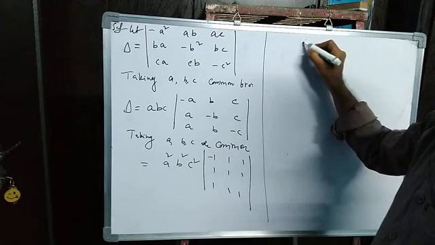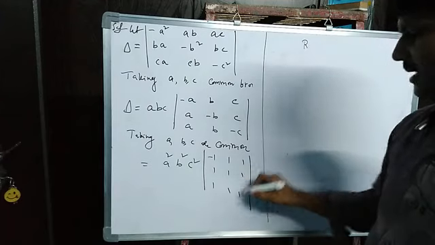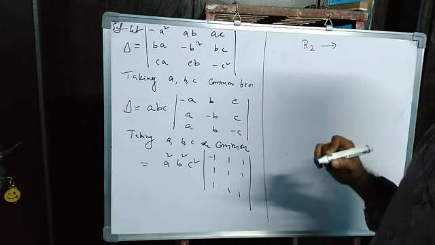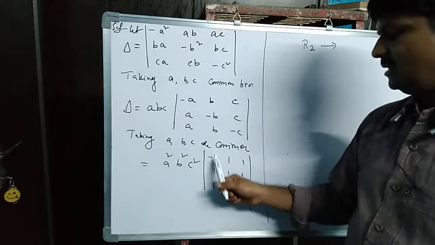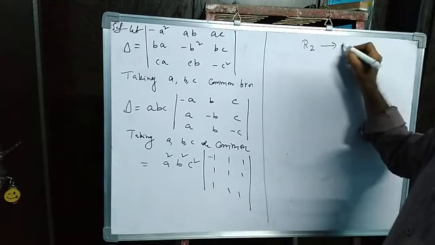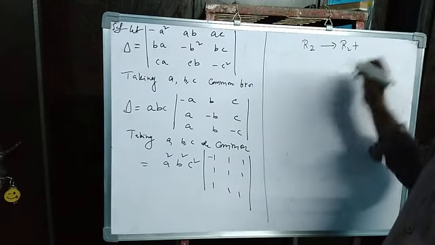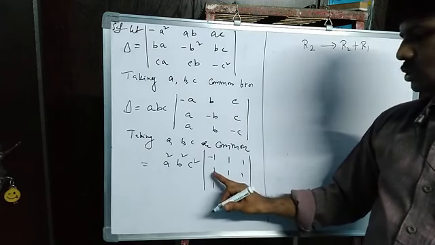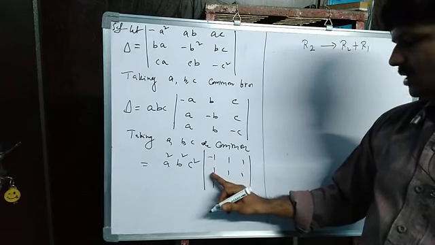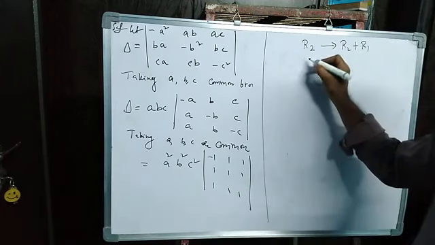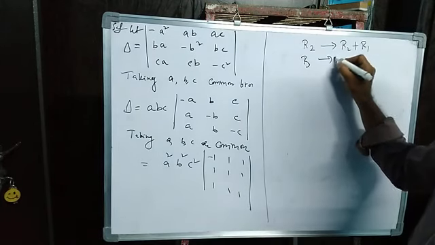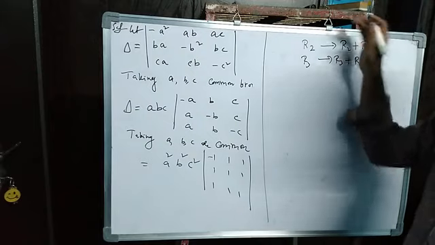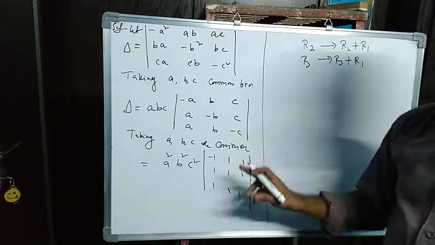Just observe here. To simplify this determinant, R2 changes to R2 plus R1. I am adding these two. If we add these two, what will you get here? 0 you will get. Yes or no? And also R3 changes to R3 plus R1. If you apply these two operations, this determinant will become simplified.